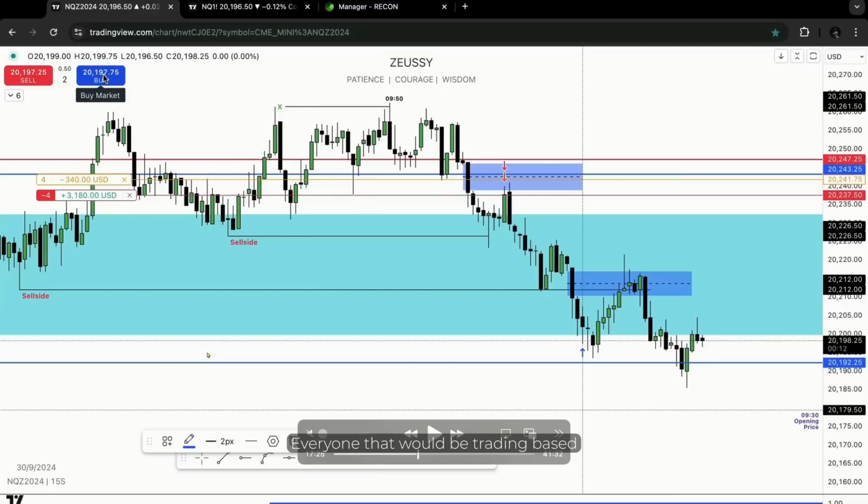Everyone that would be trading based off the idea of, okay, every single high that set up a run lower into a key sell side liquidity pool, and the moment that high gets traded above, now I should go market long, would get stopped out here.